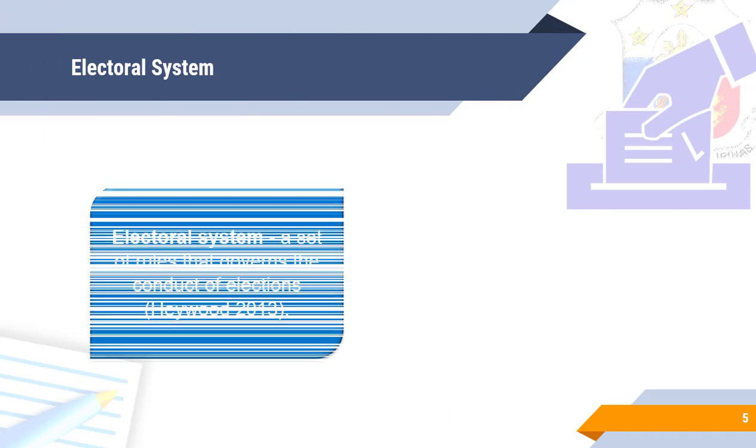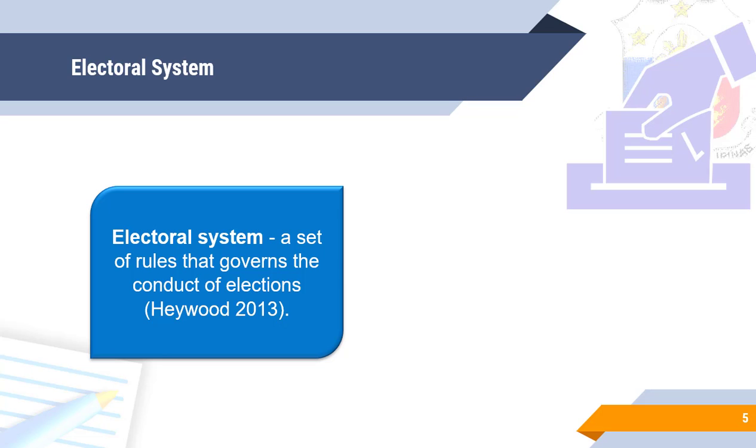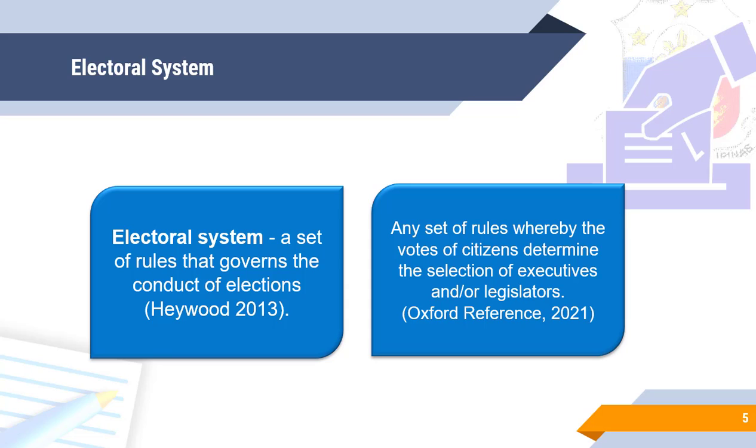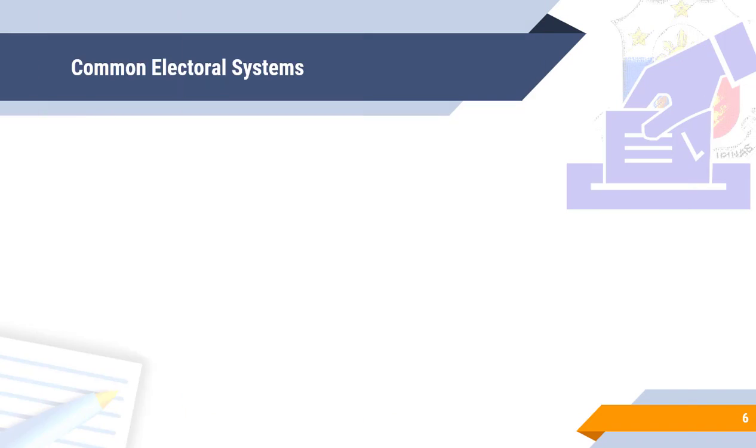An electoral system is a set of rules that governs the conduct of elections. According to Oxford Reference, an electoral system is any set of rules whereby the votes of citizens determine the selection of executives and/or legislators. From questions pertaining to how elections should be conducted to how a candidate wins, elections are guided by an electoral system. Common electoral systems. The following are the most common electoral systems practiced throughout the world.